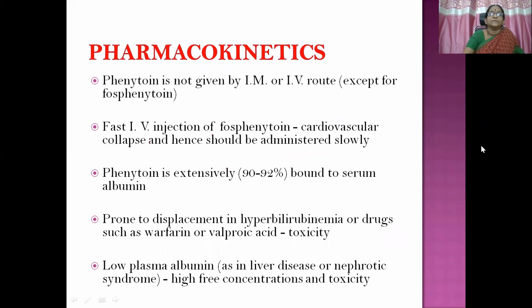Okay, purple glow syndrome. So it is not given by IM or IV route except for fosphenytoin. So another molecule, that is fosphenytoin, that can be given. Fast IV injection of fosphenytoin gives rise to cardiovascular collapse and hence should be administered slowly.